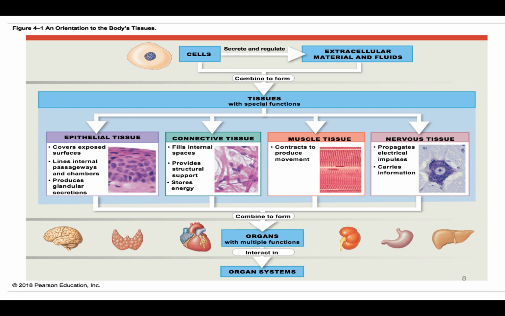Another important thing to remember is that tissues are made of cells, and when we put tissues together, those tissues are going to combine to form organs. And eventually, when we put all those organs together, we'll start to make our organ systems.